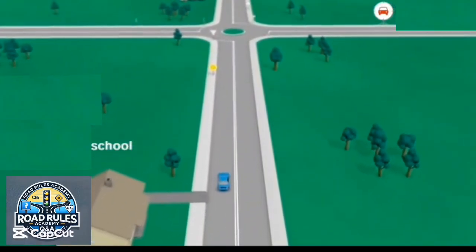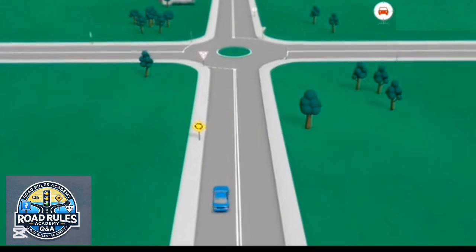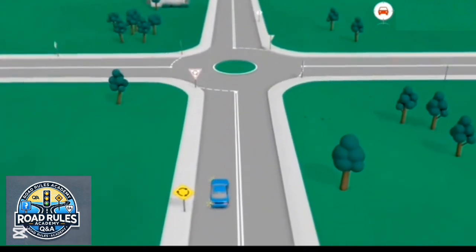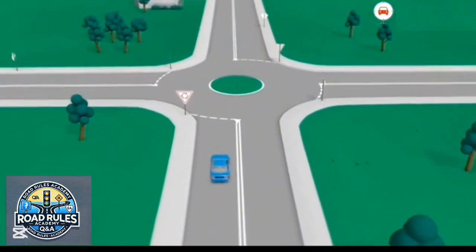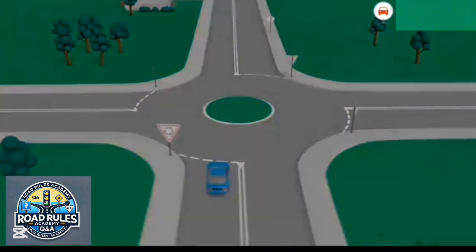Approaching a roundabout. When you approach a roundabout, you must use your indicator if you intend to turn left or right or make a U-turn at a roundabout. You must give other road users sufficient notice of your intent to turn.